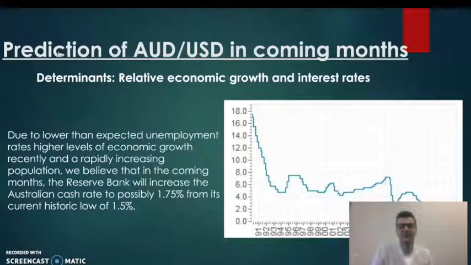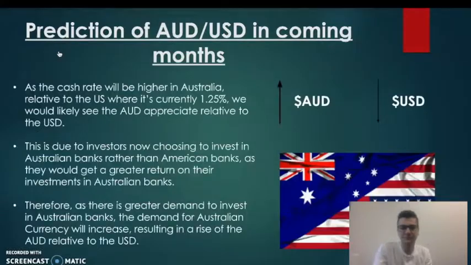A prediction that we have between the Australian and US dollars in coming months, which involves the relative economic growth and interest rates, involves us believing that due to lower than expected unemployment rates, higher levels of economic growth, and rapidly increasing population here in Australia, the Reserve Bank, which currently has the cash rate at 1.5% at a historic low, will increase the cash rate to a new 1.75%. As the cash rate will be even higher in Australia relative to the US, where it's currently 1.25%, we'd likely see the Australian dollar appreciate relative to the US dollar.